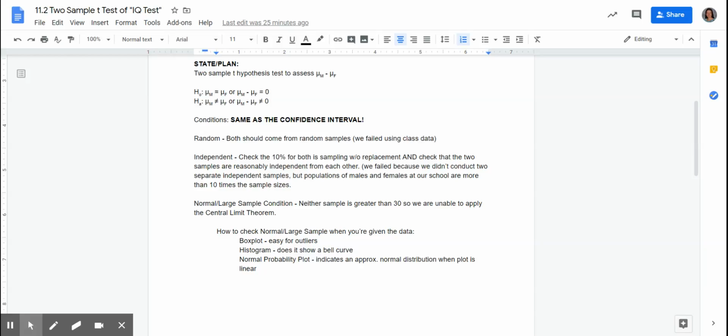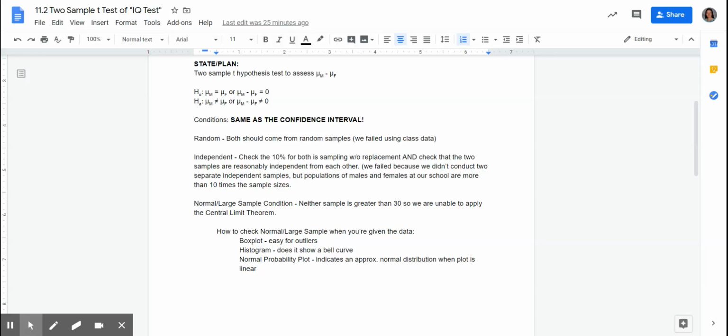These conditions I included in here, but they are the same as what we did for the confidence interval to estimate the difference in those two means. I just spaced it out a little bit for you and reformatted. So random, again, checking that it's for both. Independent, checking that 10%, and that they're reasonably independent from one another. And then the normal condition is where we really get down to business here.